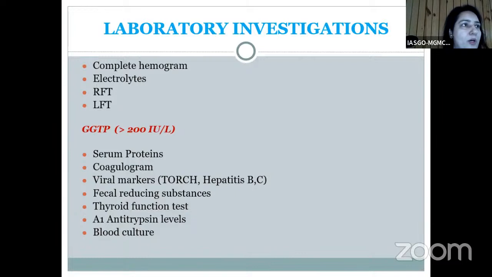Apart from the basic workup, we find GGT to be markedly raised in patients of biliary atresia, and you do the other tests to rule out metabolic causes like alpha-1 antitrypsin deficiency, and you look for the thyroid function test.